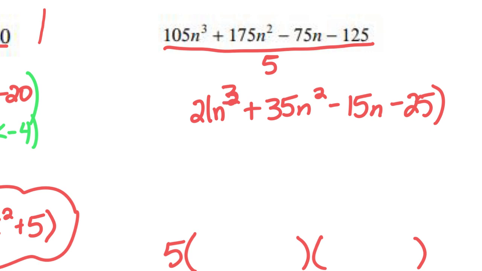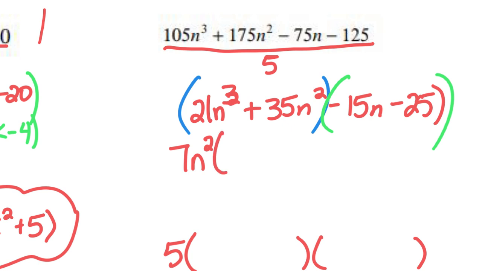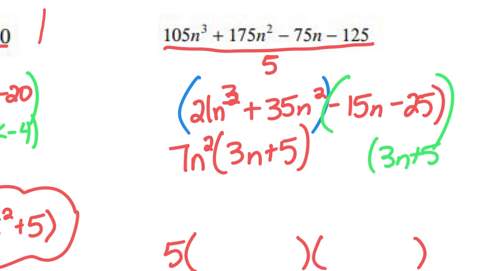So this is the problem I'm actually going to do grouping on at this point. So I'll group the first two, then I'll group the last two, and then I'm going to work off of that. So 21 n to the third and 35 n squared. 21 and 35 are both divisible by 7. And then I'll have an n squared as well because they both have n's with them. So that'll leave me with 3n plus 5. 7 times 3 is 21. 7 times 5 is 35. So in the second group, I have to end up with 3n plus 5 in my parentheses.